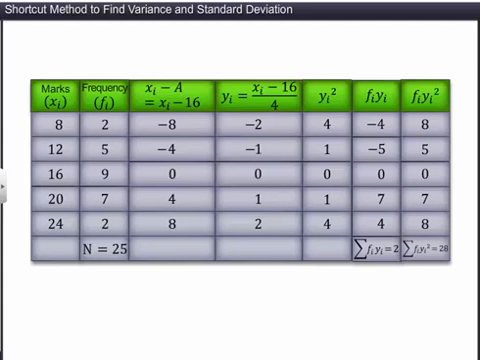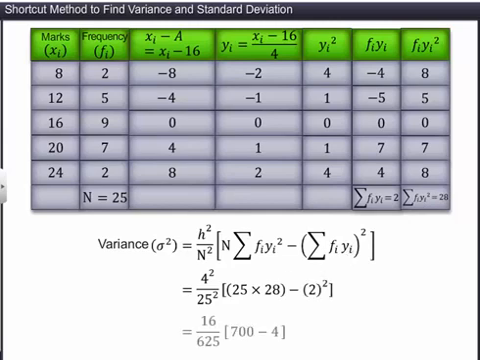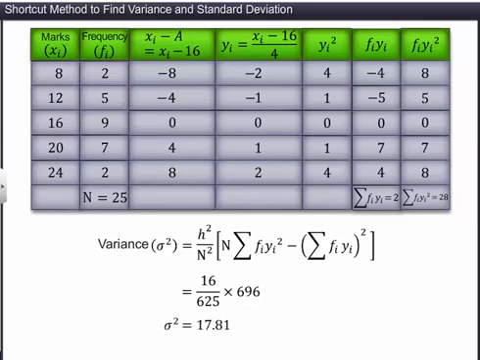The formula for variance is shown here. Let's substitute the respective values in the formula. On simplification we get the variance is equal to 17.81. The standard deviation is the square root of variance, which is equal to 4.22.